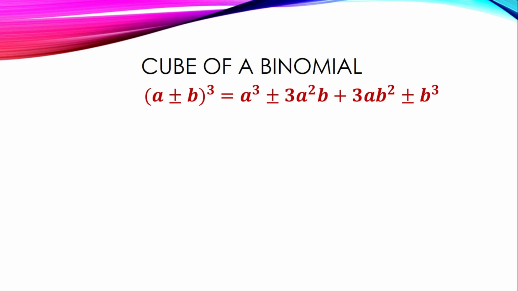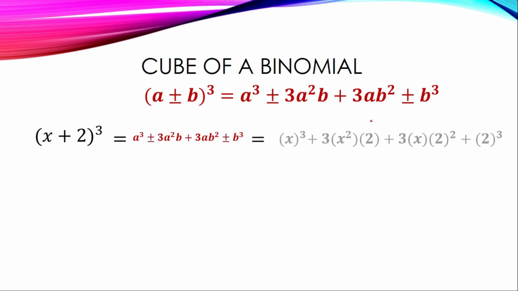We have the cube of a binomial. Again, let's follow this rule. We have, for example, x plus 2 cubed. Then using that rule, just substitute all a to x and all b to 2. And then simplifying that, we have x cubed plus 6x squared plus 3 times x, that's 3x times 2 times 2, that's 4. So 3 times 4 times x, that's 12x.